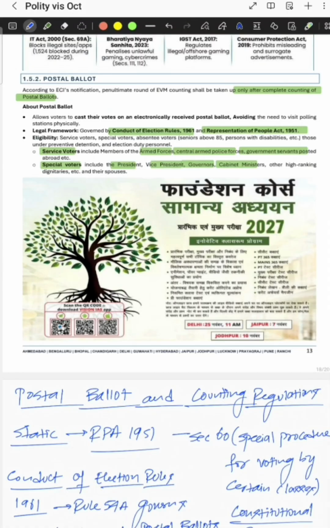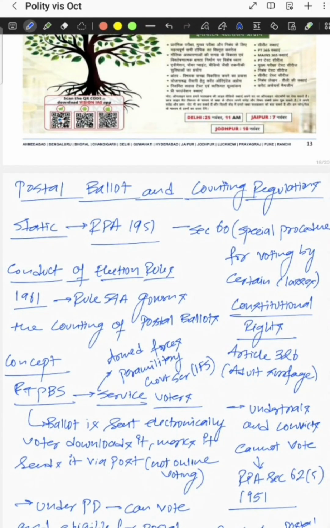Next is postal ballot. According to the recent ECI notification, the voting should be declared completed, or counting shall be taken up, only after complete counting of postal ballots. So we will see what a postal ballot is and what its static linkages are. The linkage is the Representation of the People Act 1951, Section 60, special provision for voting by certain classes. And the rule governing the counting of postal ballots is the Conduct of Election Rules 1961. Rule 54A governs the counting of postal ballots.